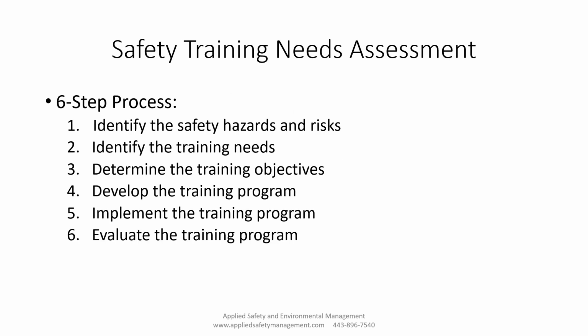So just a very quick recap on the six-step process of a safety training needs assessment. Step 1, identify the safety hazards and risk. Step 2, identify the training needs. Step 3, determine the training objectives. Step 4, develop the training program. Step 5, implement the training program. And finally, step 6, evaluate. You always got to go back and evaluate afterwards to really understand, did you meet your training objectives, or did you just torture everybody and take in training that they didn't want to take anyway?